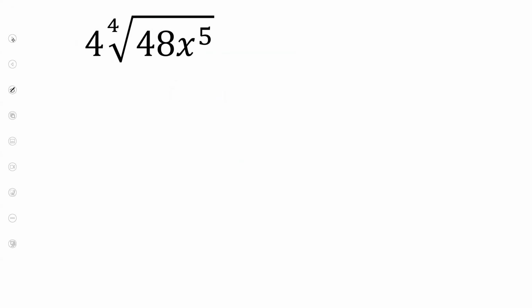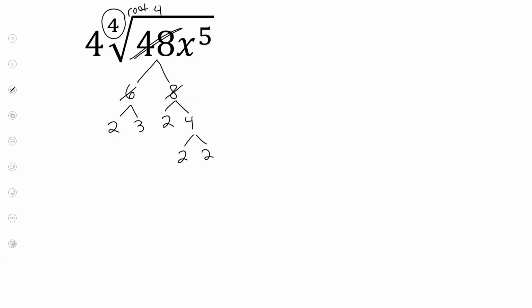Okay, so this example, what is our root? Our root is 4. So that means we're going to look for groups of 4. Okay, so let's go ahead and break this down. I need two numbers that give me 48. 6 times 8, good. And let's break down 6. Yep. 2 times 3 is 6. Let's break down the 8. 2 and 4. And let's break down 4. 2 times 2 is 4.